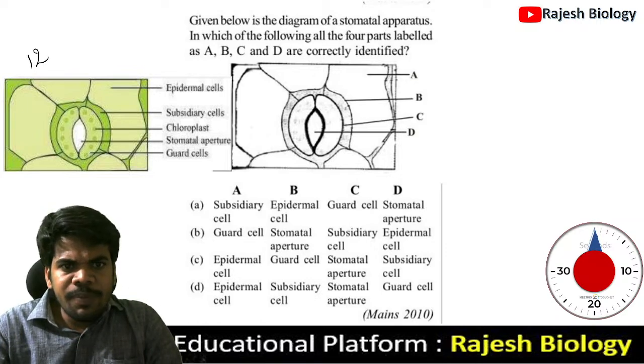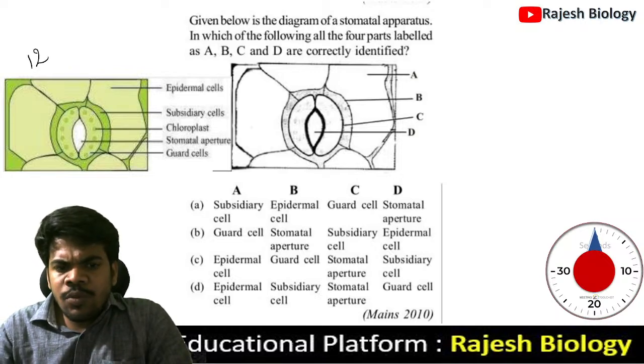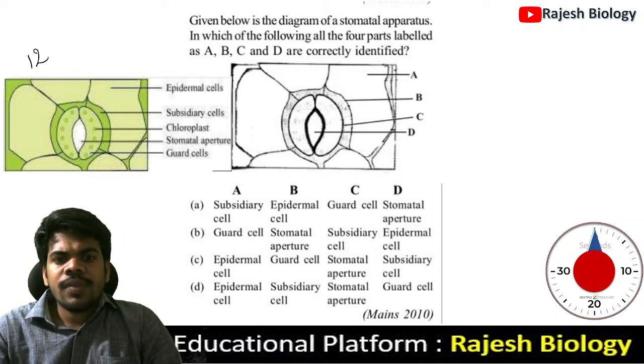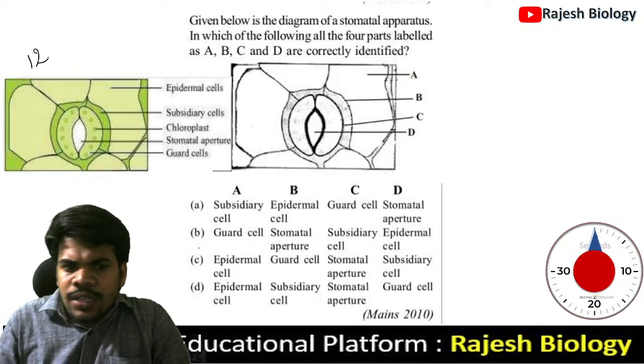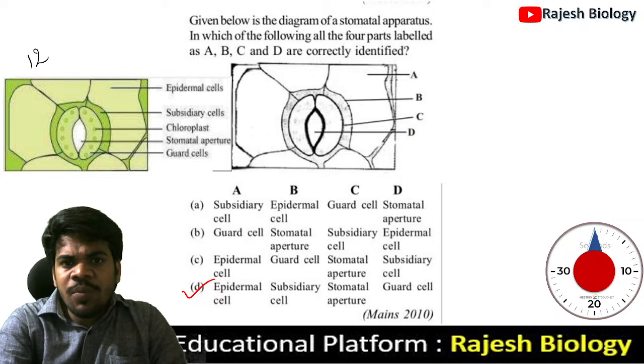A is the epidermal cells. We can observe that epidermal cells are in both option C and D. B is the subsidiary cells. So option D is the right answer. Diagrams are all very, very important.